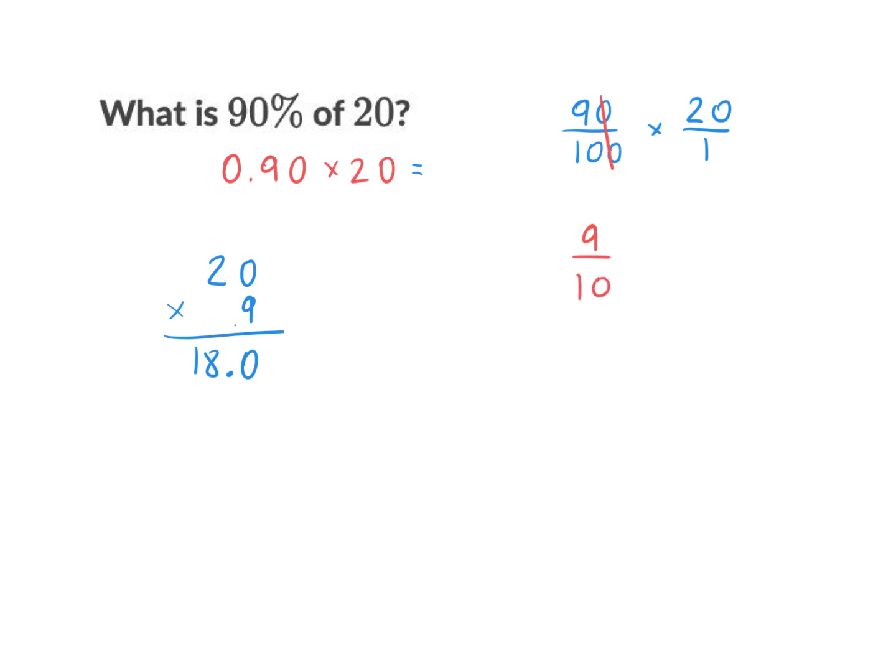9 over 10 times 20 over 1. Then you can also simplify on your diagonals. 9 over 1 times 2 over 1. And we would get the same answer, 18 over 1 or 18. So this is always an option too. You can either multiply with your decimal, or multiply with your fractions.